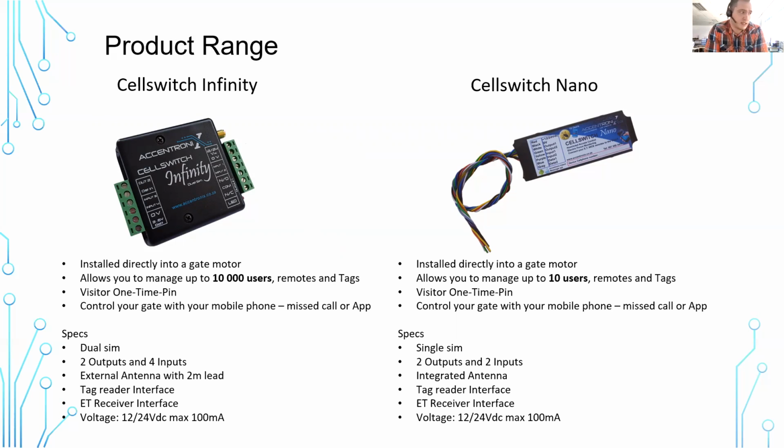A few specs about these devices. With the Cell Switch Infinity, you get a dual SIM card, and with the Cell Switch Nano, you get a single SIM card. With the Cell Switch Infinity, you get 2 outputs, as well as 4 inputs, and with the Cell Switch Nano, you have 2 outputs and 2 inputs. The Cell Switch Infinity comes with an external antenna, and the Cell Switch Nano has an integrated antenna. Both these units work with 12 to 24 volt DC.